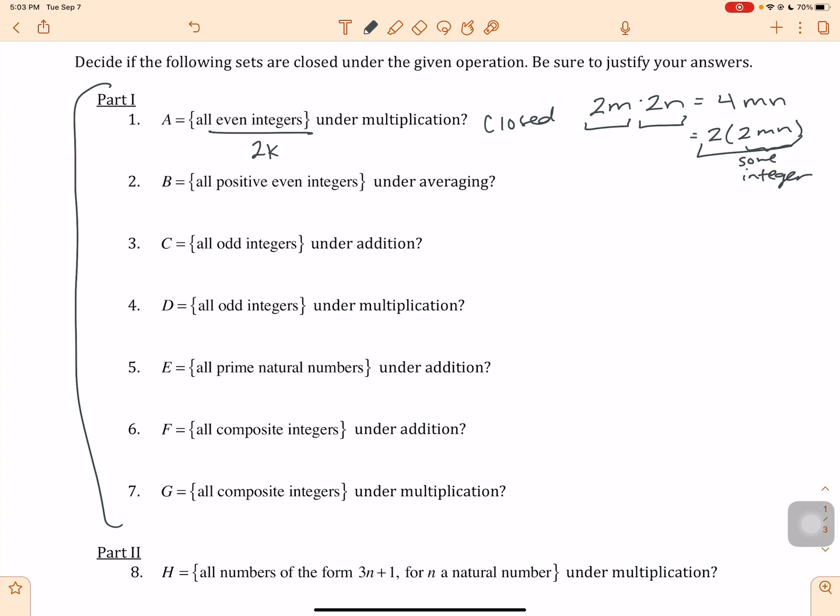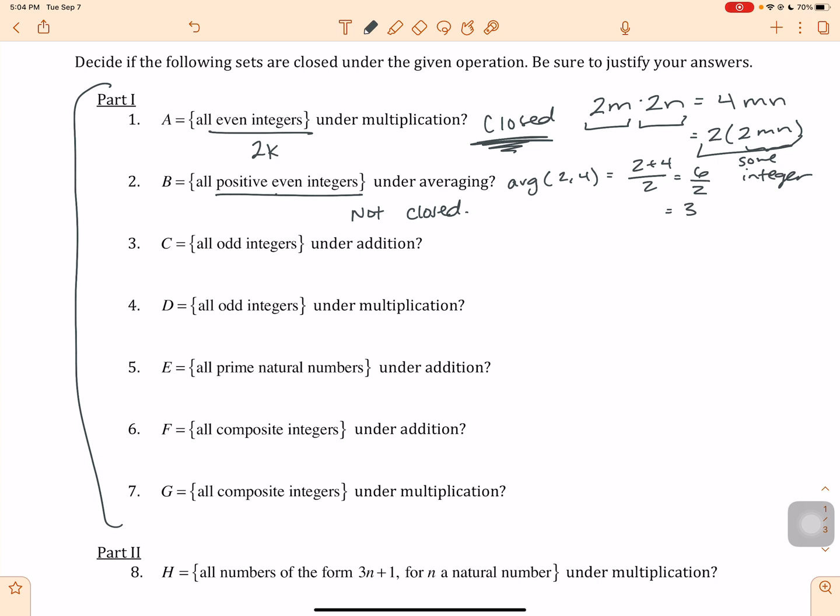Number 2 is not closed because, let's say we took the average of 2 and 4, right? That would be 2 plus 4 divided by 2, which is 6 divided by 2, and you'd get 3, which is not a positive even integer. But 2 and 4 are, right? So if something is not closed, then you just need one counterexample and call it a day. If something is closed, like this one, you have to prove it using a generalized explanation like this. So 2 times any integer times 2 times any integer. That's 2 even integers multiplied together, etc.